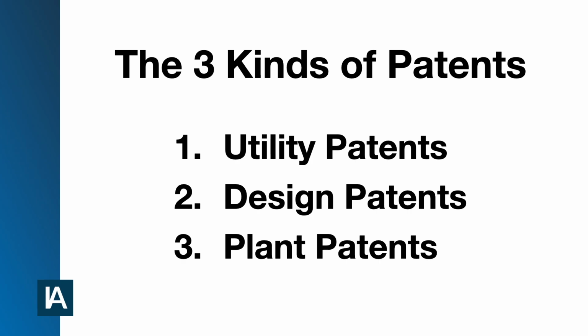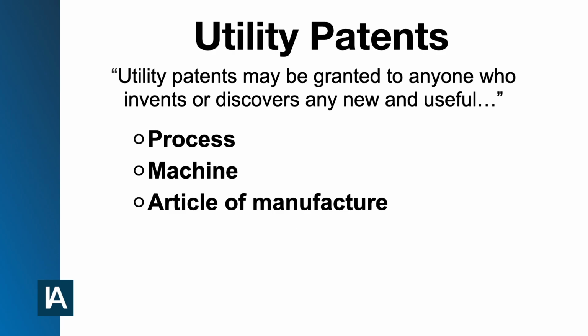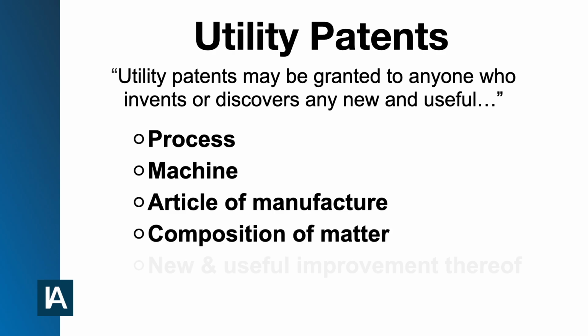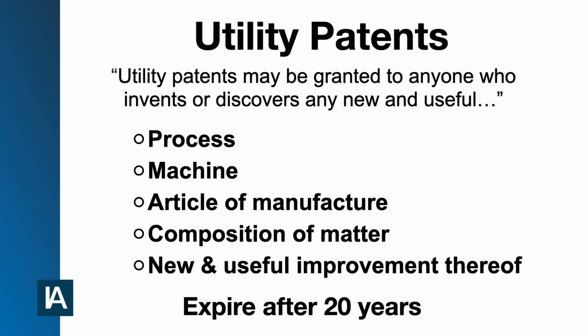According to the USPTO, utility patents may be granted to anyone who invents or discovers any new and useful process, machine, article of manufacture, composition of matter, or any new and useful improvement. Utility patents expire after 20 years. Let's go through some examples.